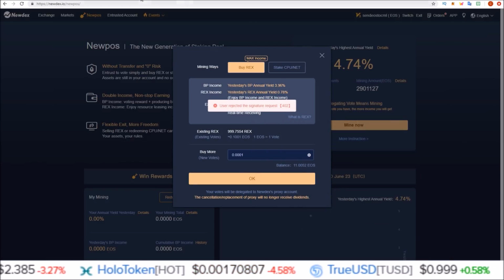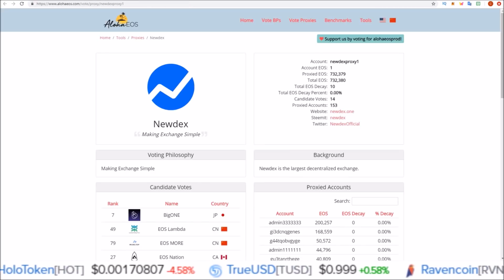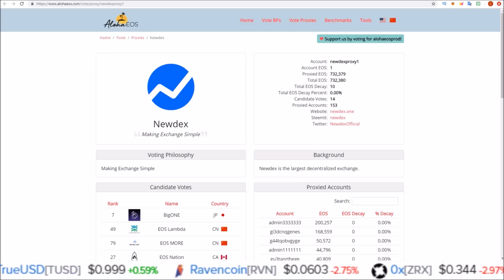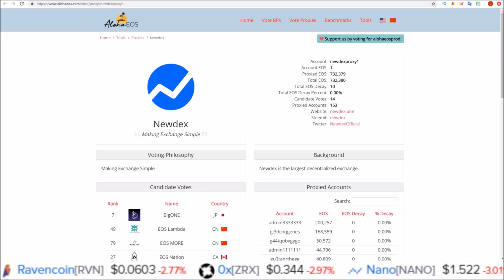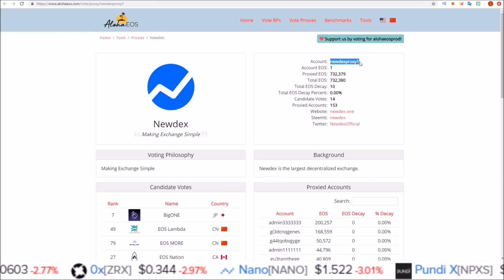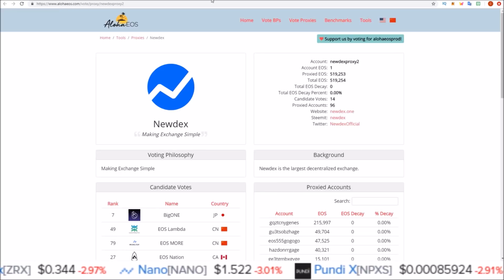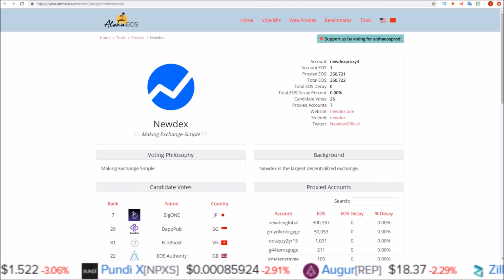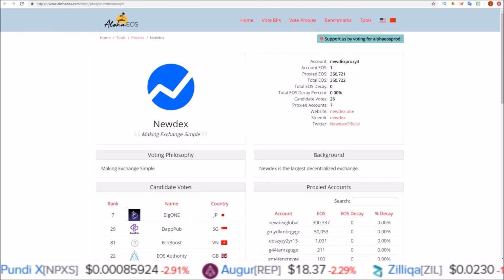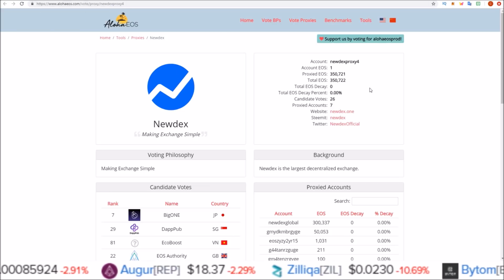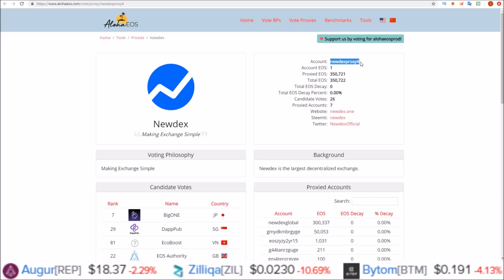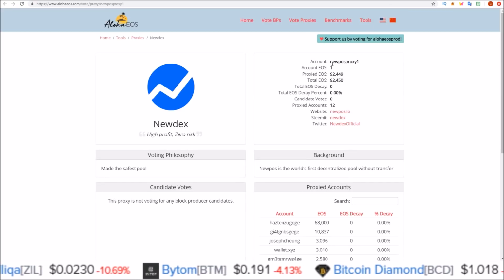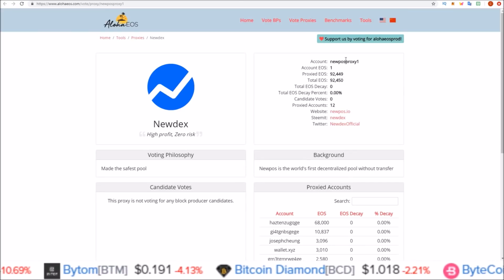So I went through and found the Newdex proxies to see what's going on here, and are they selling positions on their proxies or what? There's Newdex Proxy 1, here are the account names: Newdex Proxy 1, Newdex Proxy 2, Newdex Proxy 3, Newdex Proxy 4, and this is the current one they're adding accounts to, as when we just went in and saw the Scatter transaction, it was proxying our vote to Newdex Proxy 4. There's Newdex Proxy 5, and I also found a new POS Proxy 1.